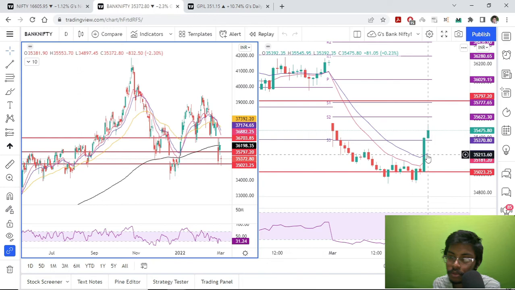Right now, call writing to put writing is 0.5 to 1. So let's figure out during the market hours how we can enter the trades. So that's a quick note on Bank Nifty also.